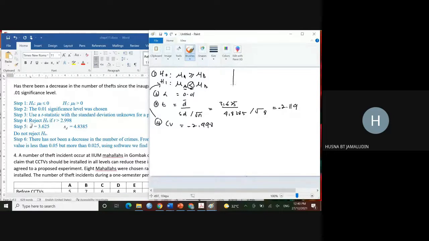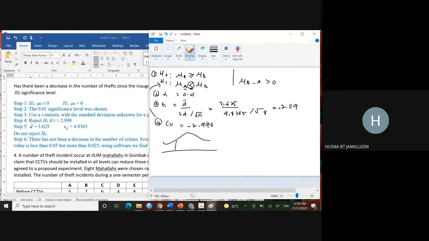If I start with the before, minus the after, then I will have a bigger value, and then everything will be positive. But now, let me stick to the smaller: after minus before. So my T will be negative, the CV will be negative, and I have to draw the diagram.